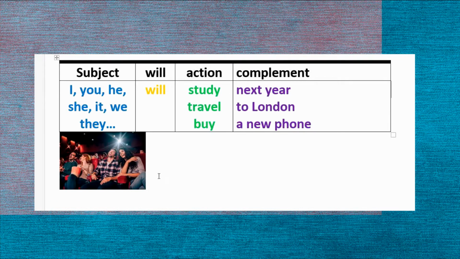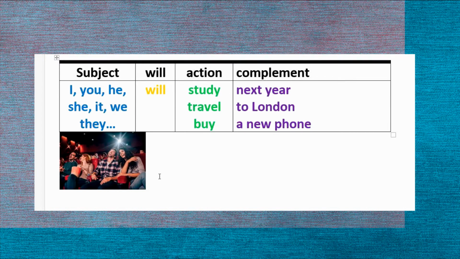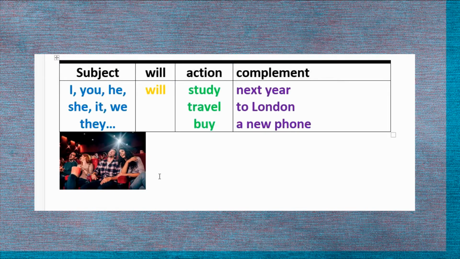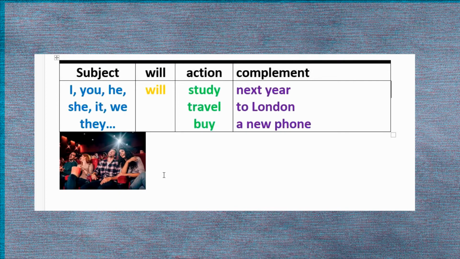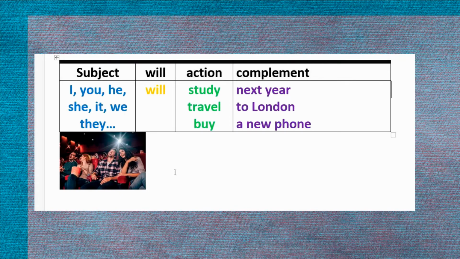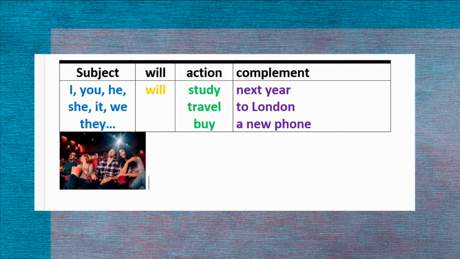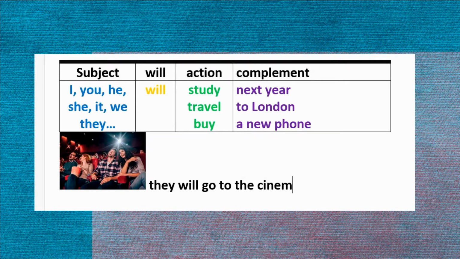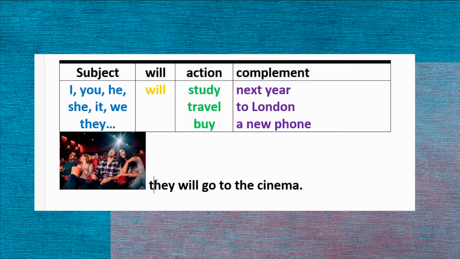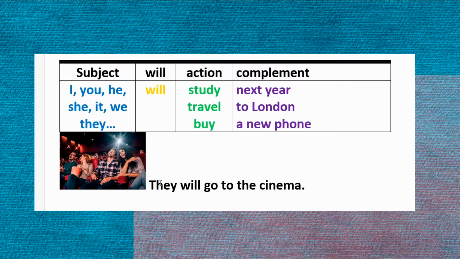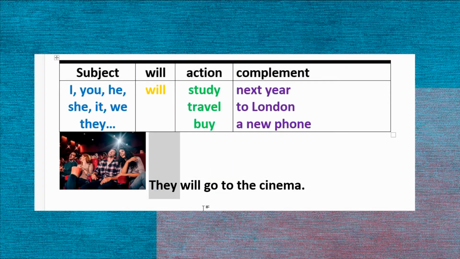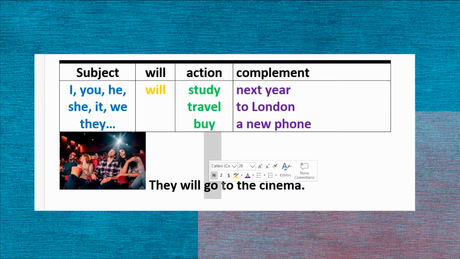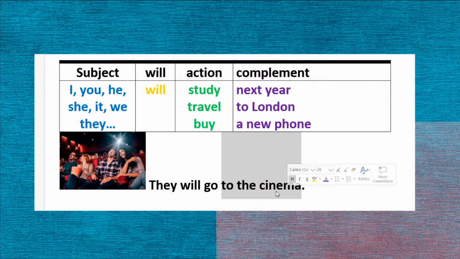So, considering this picture, for example, let's imagine it's a plan the friends have for next month, but they don't know if it's really going to happen. Remember, for uncertain plans, we need to use will. So we can say, they will go to the cinema, or they will watch a movie. It's another option. So here I have my subject, they, then will, then the action, go, and then the complement, in this case, where, to the cinema.